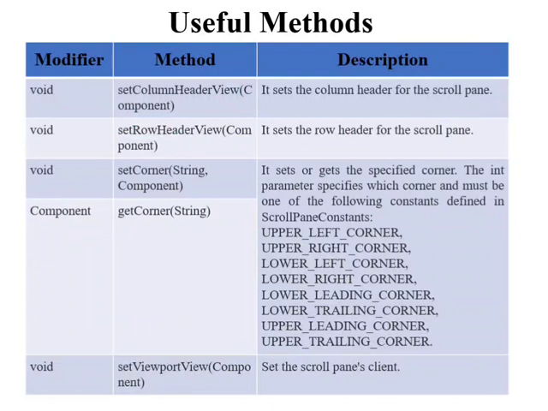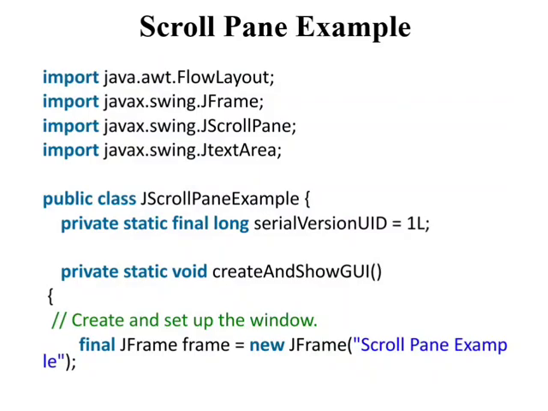The next modifier is void, the method is setViewportView(component). Description: it sets the scroll pane's client. Then next one is scroll pane example.